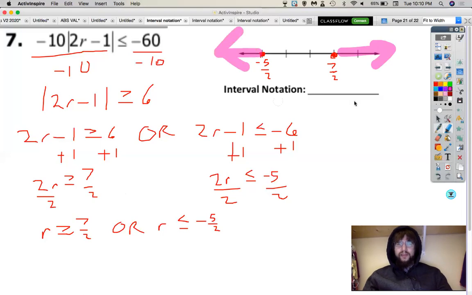And then I'm going to write my notation just as I read it. We read left to right. Most countries do read left to right. We read left to right in math, so just go with that.